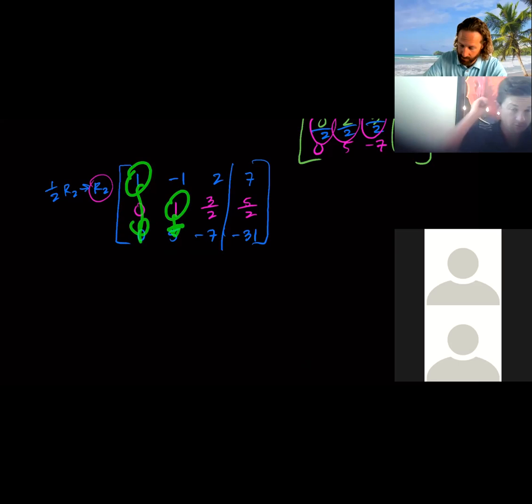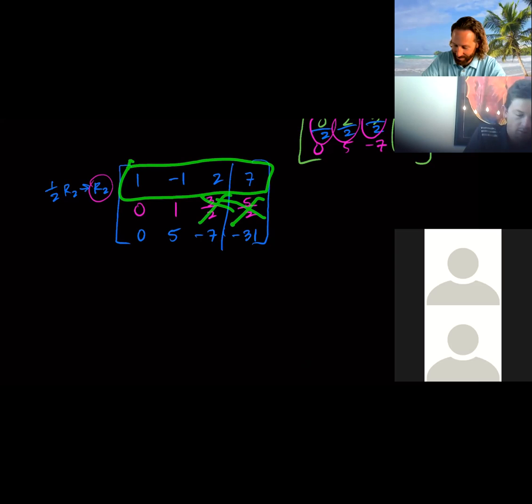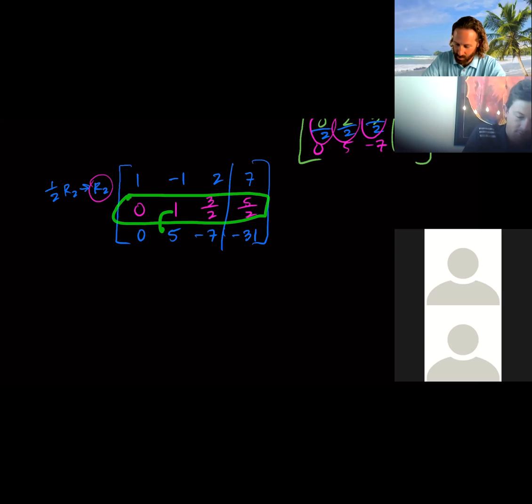Can we use row 1, Julian? Yes. No. Nope. And here's why. You wish, right? Because I don't want to use these, but this and that would, again, undo something that we need and worked to get. So, unfortunately, we're going to have to use row 2 to zero out that 5. And you know how we're going to do it. It's just you don't want to, right?